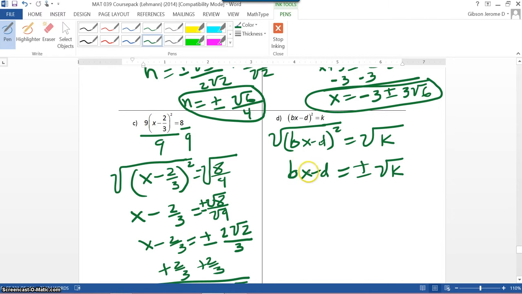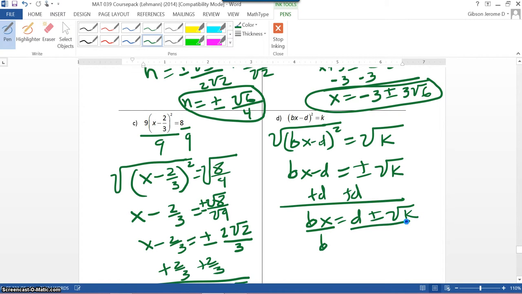Now, according to this here, typically we solve for x, so we're just going to solve for x here. So we will add d to both sides, and we will have bx is equal to d plus or minus the square root of k. Now we will divide each side by b, and we will have x is equal to d plus or minus the square root of k all over b. And this will be your final answer.